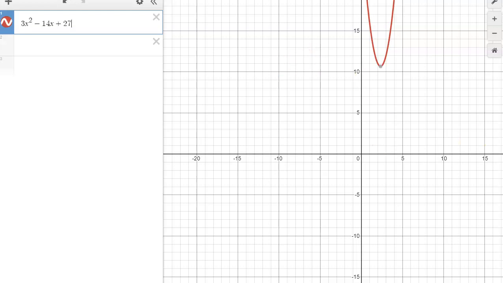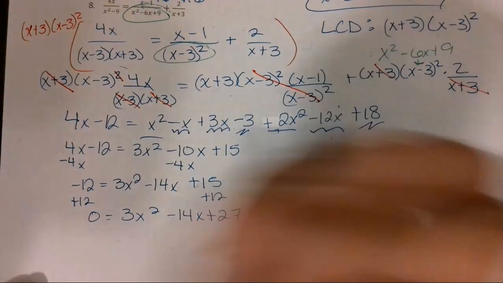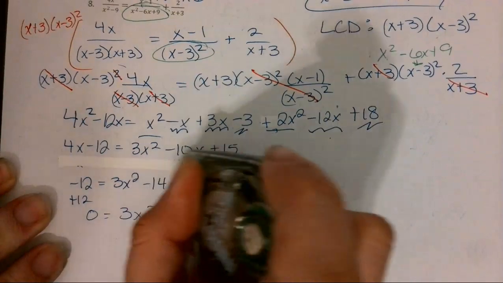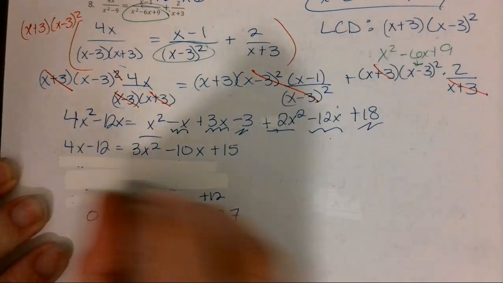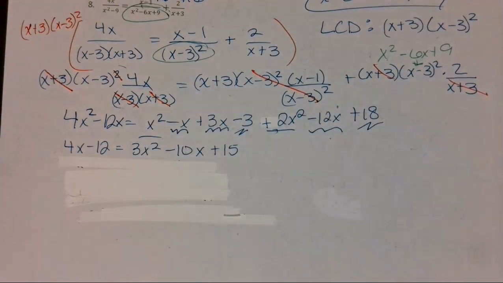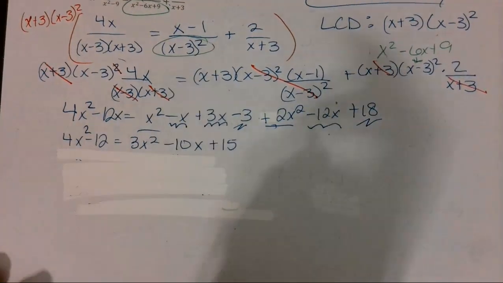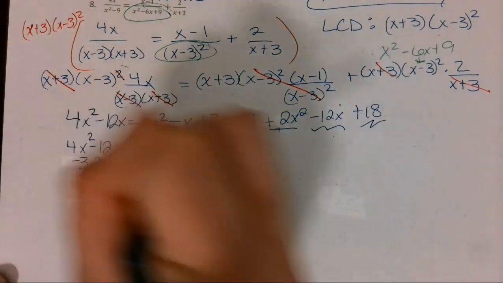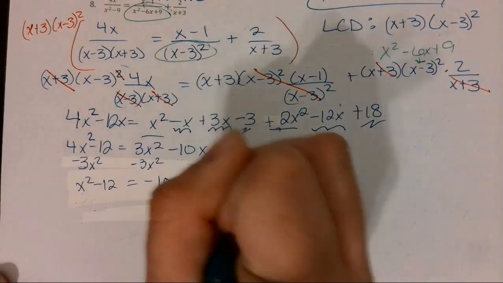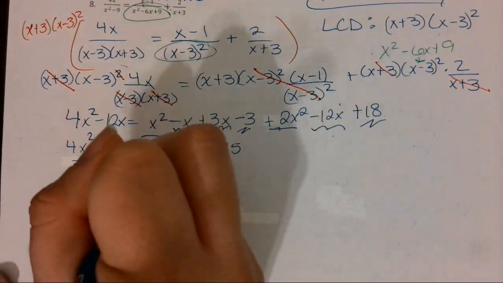Let's go back to this. I forgot it was 4x. So that makes this 4x squared and 12x. So that changes all of these. Okay, so I want to subtract everything over. I'm going to leave the 4x squared where it is and actually move over the 3x squared. So then I have x squared minus 12 equals negative 10x plus 15. I want to add 10x to both sides.